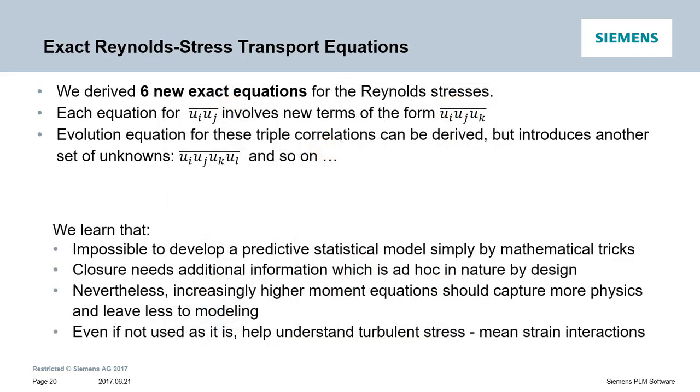What we essentially learn is it's impossible to develop a predictive statistical model simply by mathematical tricks. And this closure needs additional information which is ad hoc in nature by design. Nevertheless, increasingly higher moment equations should capture more physics and leave less to modeling. So even if these equations are not used as is, they help us understand the interaction between turbulent stresses and mean gradients, and we can come up with simpler but more qualified models.